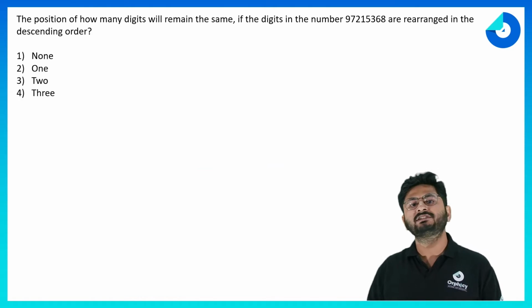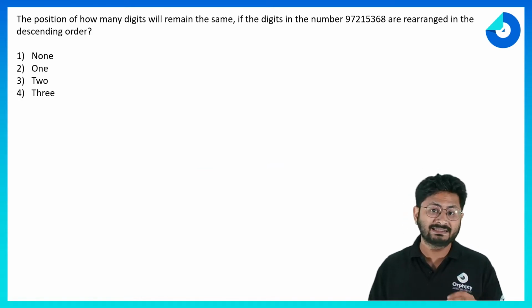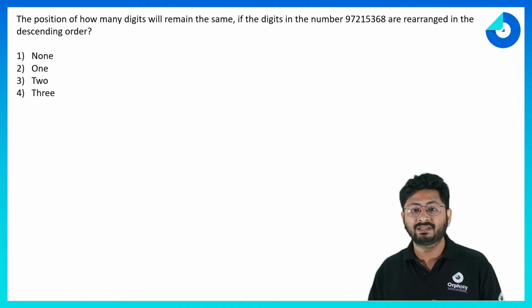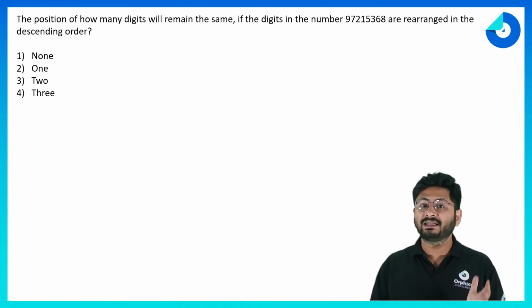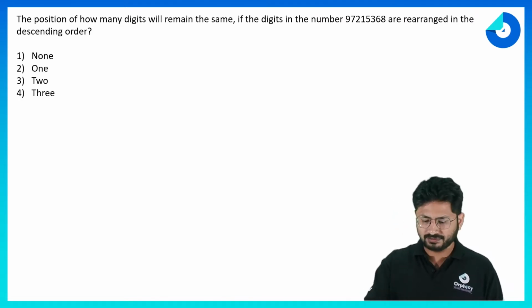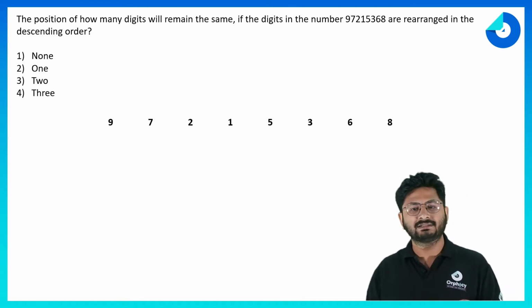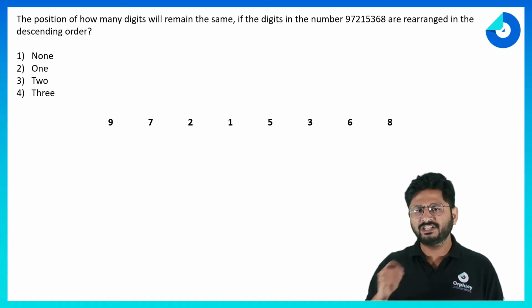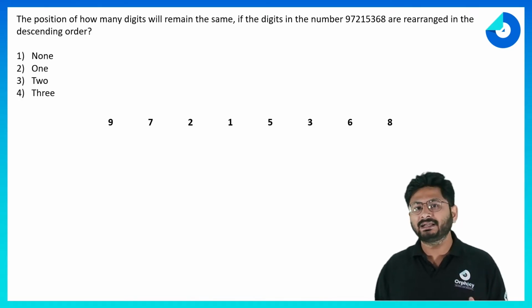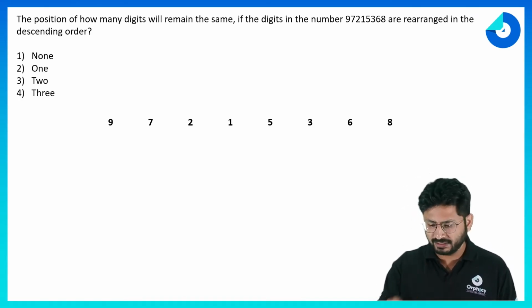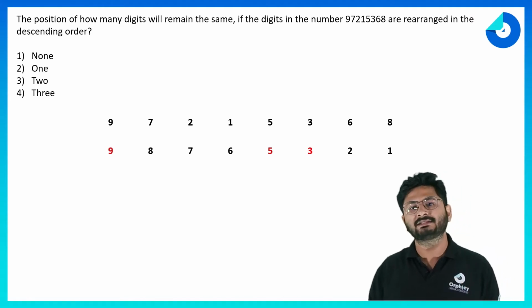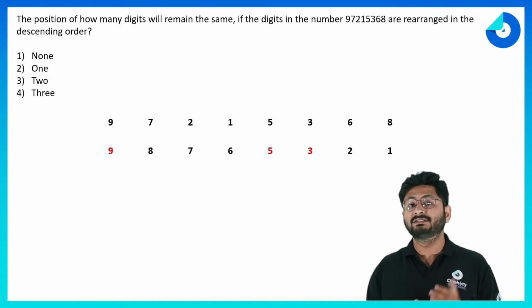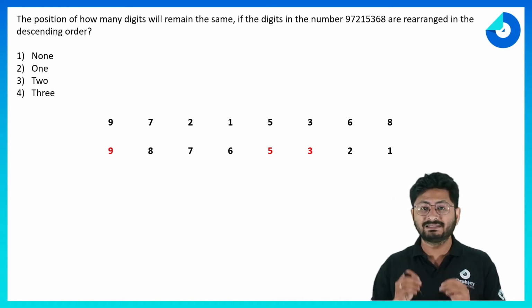So now the position of how many digits will remain same if the digits in the number 97215368 are rearranged in the descending order. So first of all, let's write down all the digits. Like the number which is written 97215368, इसको उसी order में लिख देते हैं. Then we'll write it down in the descending order. So the descending order will look something like this. अभी यहाँ पर देखना है after the arrangement, what are the digits which will remain same in the same position.